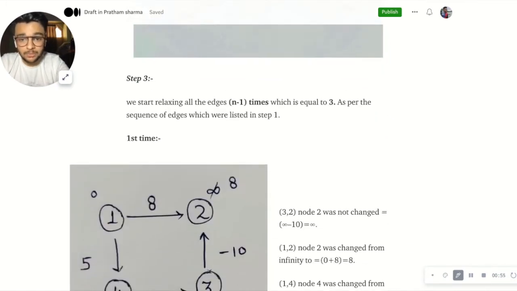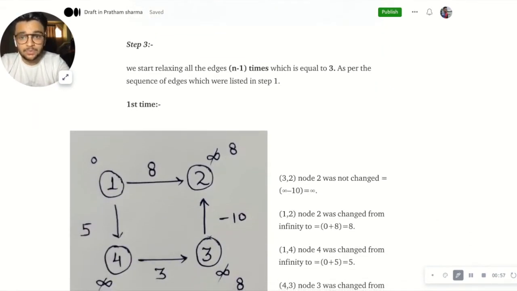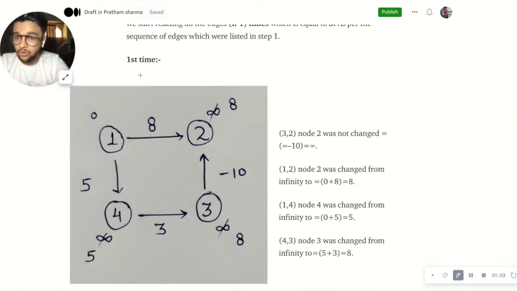Now let's jump into step 3. In step 3, we have to start relaxation n minus 1 times. Let us relax it for the first time.